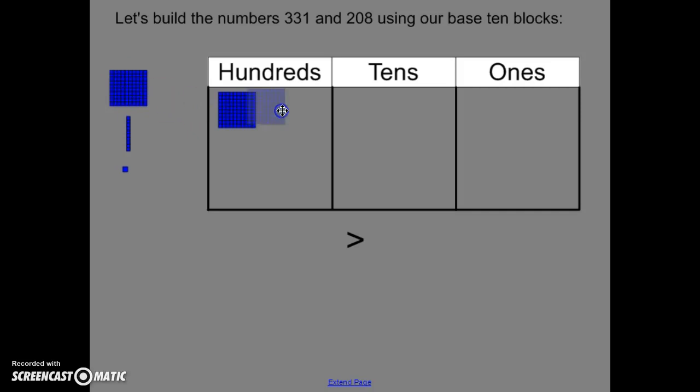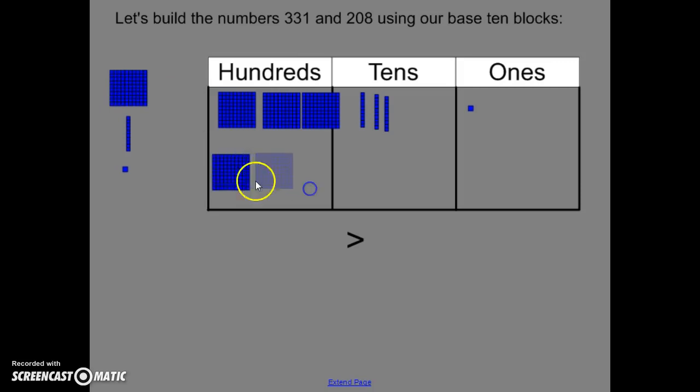331 has 3 hundreds, 3 tens, and 1 in our 1 spot. The number 208 has 2 hundreds, none in the 10 spot, and 8 in our 1 spot.